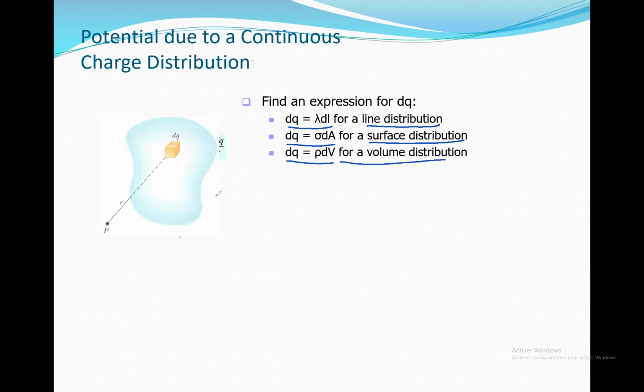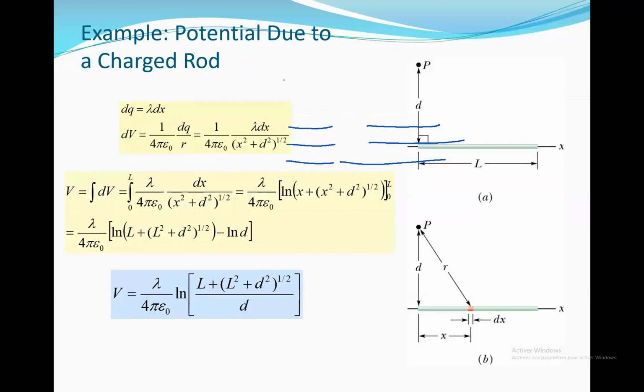Let me explain these cases with some examples. Here I take the first example. We have a road along the x-axis with length L. As before, I want to calculate the total potential created at the point P, which is located at a distance d from the road.